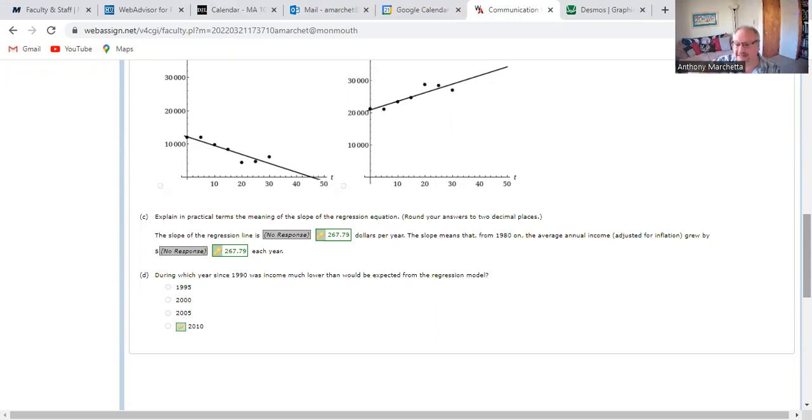You could say the slope is 267.79. If it grew by each one year, every single one year that goes by, again, it's that number, the slope, because of the number one year each one. So that comes up over and over again in WebAssembly.